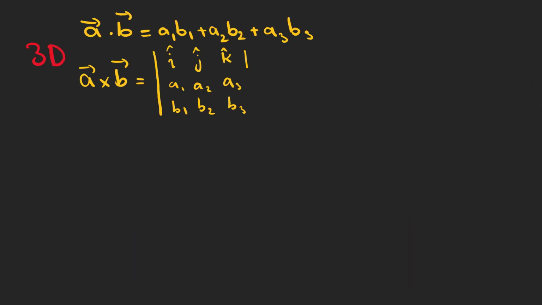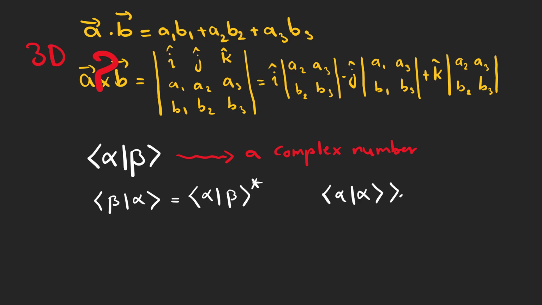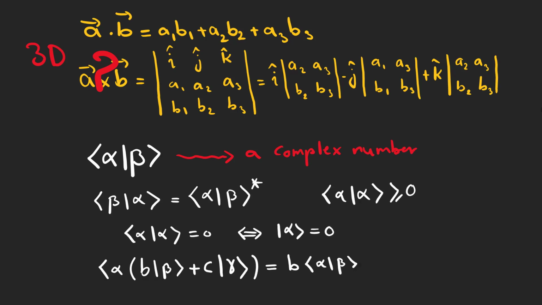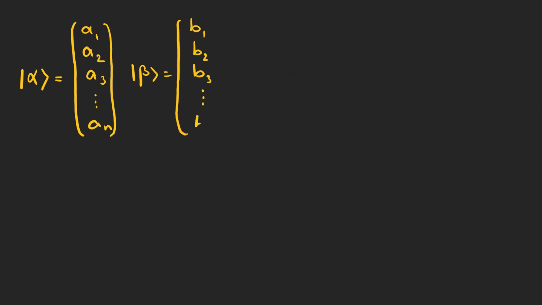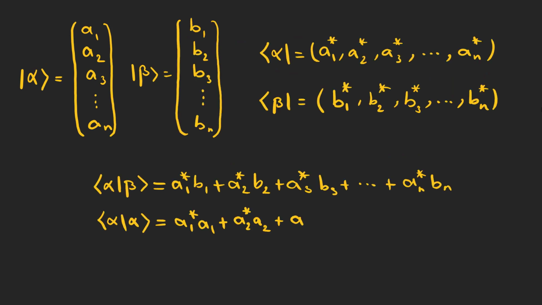In 3 dimensions, we have 2 kinds of vector products: the dot product and the cross product. The cross product can't be generalized to n-dimensional vector spaces in any natural way, but the inner product of 2 vectors is a complex number with these properties. For example, for 2 vectors alpha and beta, we have these expressions.